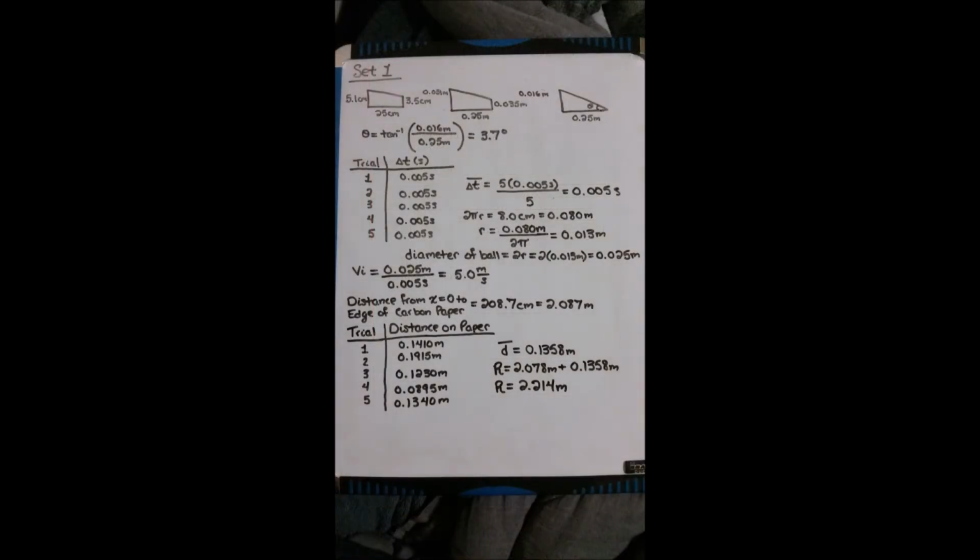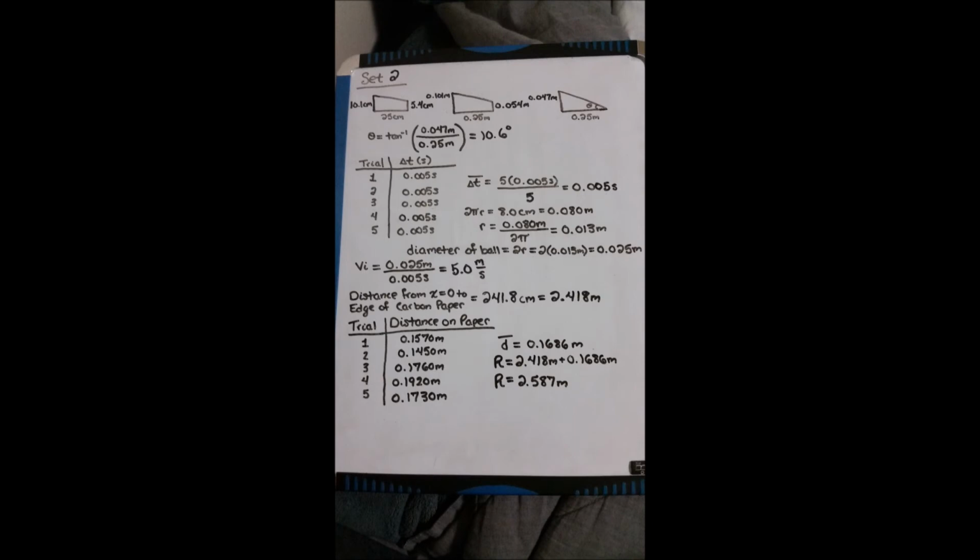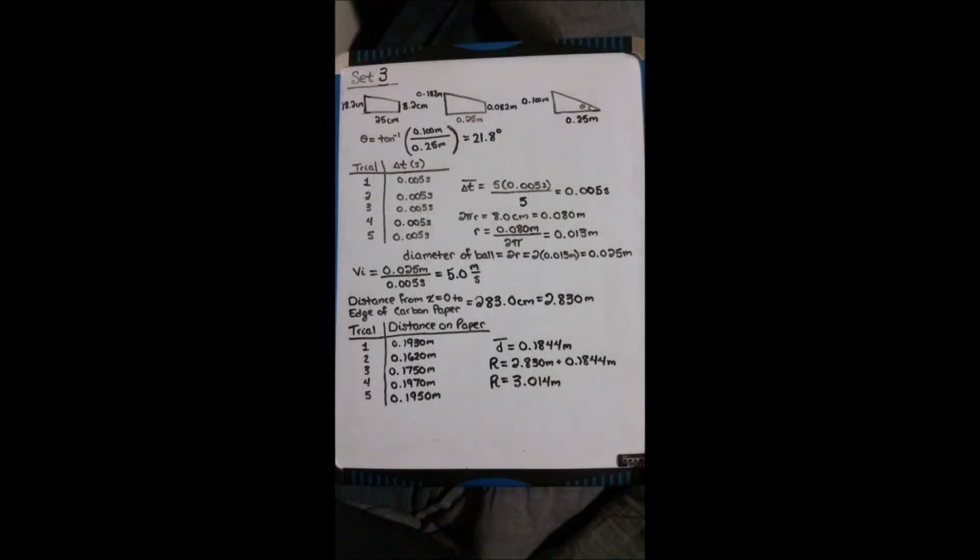The following are the same notes on a whiteboard so that they can be seen more clearly. This is for set 1. This is for set 2. And this is for set 3.